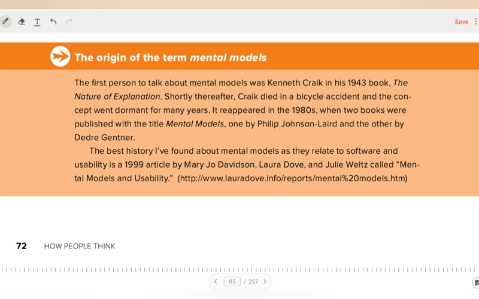The origin of the term mental models. The first person to talk about mental models was Kenneth Craik in his 1943 book, The Nature of Explanation. Shortly thereafter, Craik died in a bicycle accident and the concept went dormant for many years. It reappeared in the 1980s when two books were published with the title Mental Models, one by Philip Johnson-Laird, another by Dedre Gentner. The best history I have found about mental models as they relate to software and usability is a 1999 article by Mary Jo Davidson, Laura Dove, and Julie Weltz called Mental Models and Usability. The link is there in the description box.